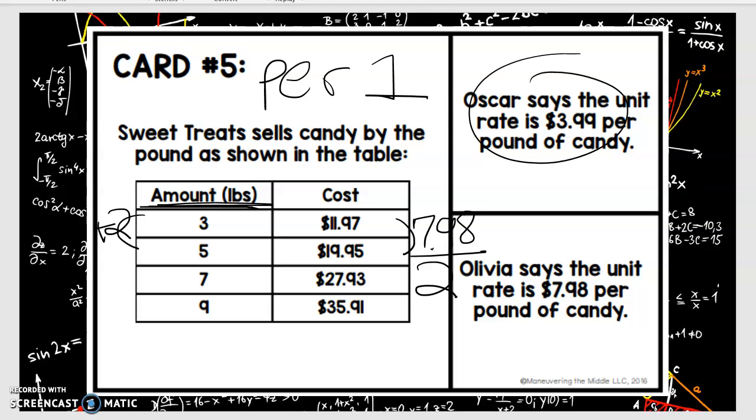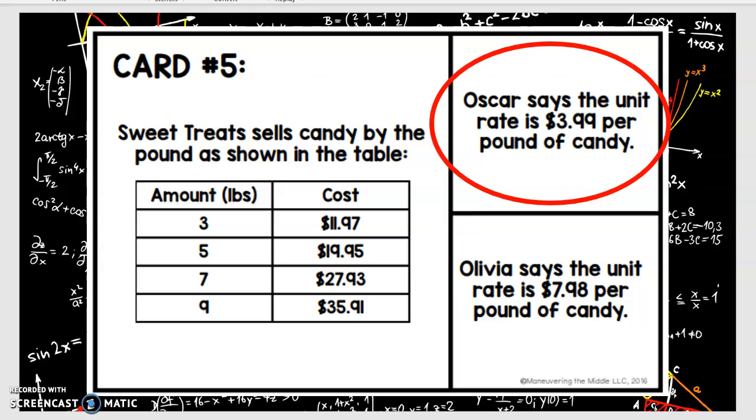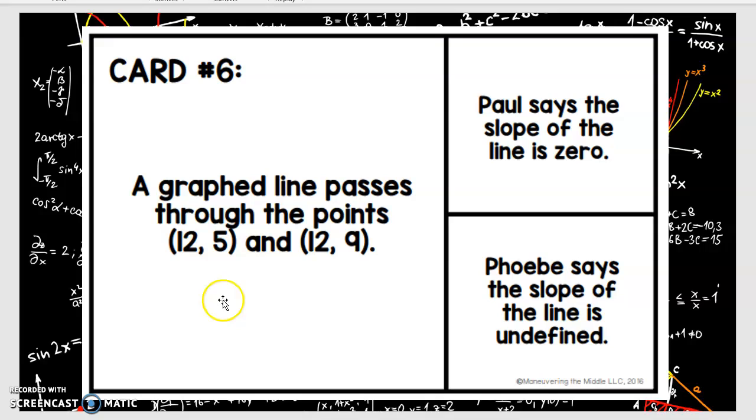Okay, so that is the tricky thing about unit rate. It's not just slope, it is simplified down to 1. We want simplified down to 1. You should be doing that with slope already, but some of y'all don't, so simplify it down to 1. Okay, so Oscar is correct.